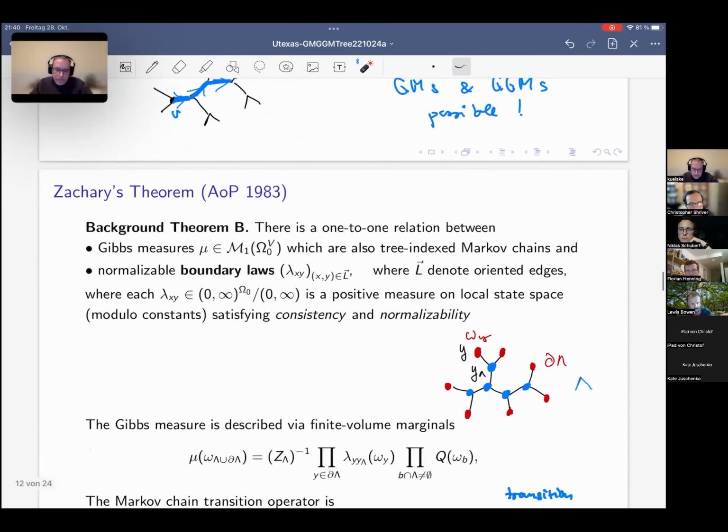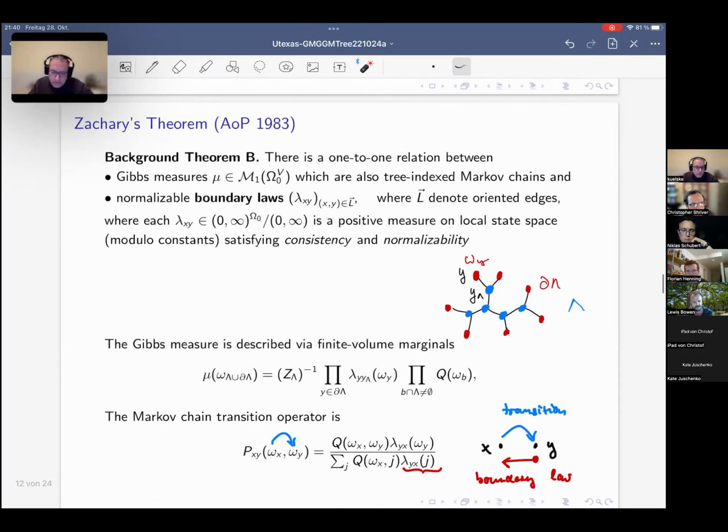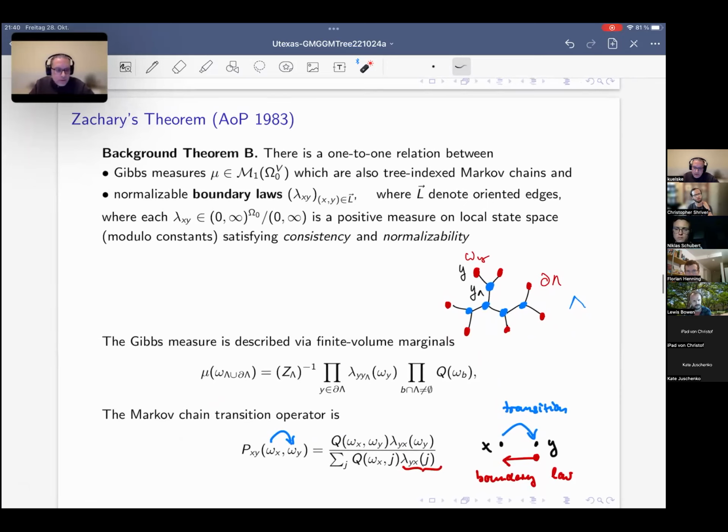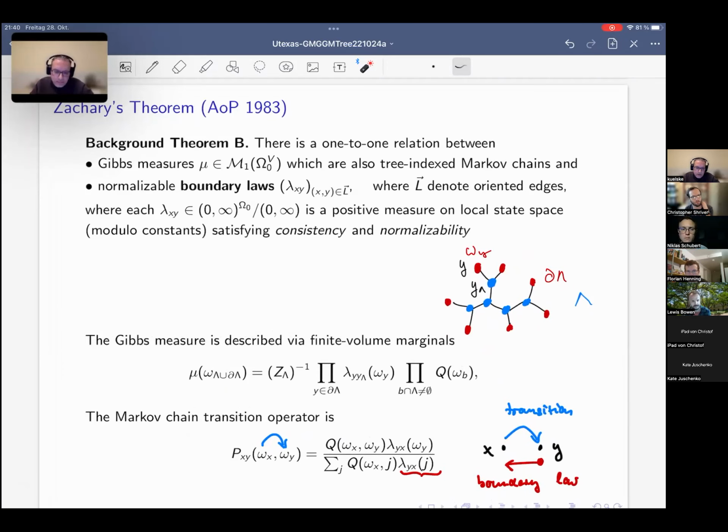All right, and so how do you prove such things? So there's this theorem, and now there's the notion of boundary laws coming into play. So that's a background theorem. There was an old paper, a probability paper by Zachary. And it says there's a one-to-one relation between Gibbs measures, which are also tree-indexed Markov chains, and normalizable boundary laws.